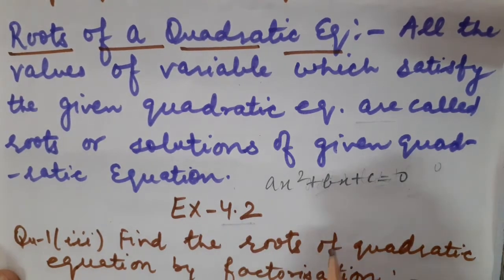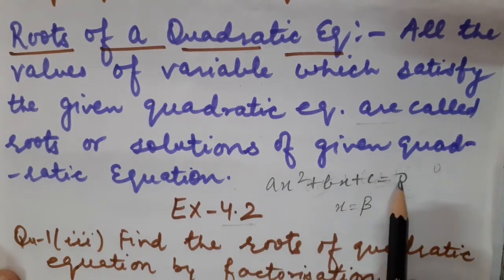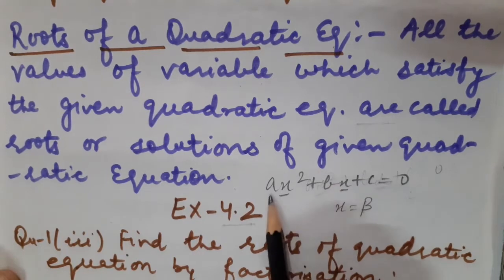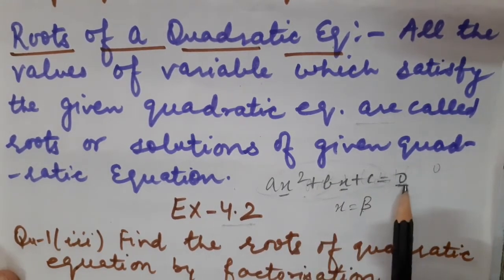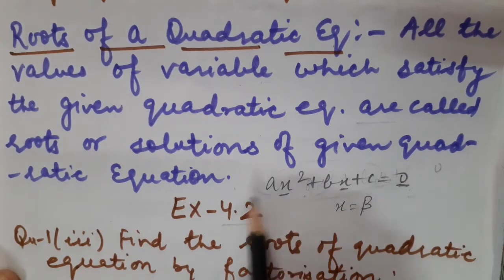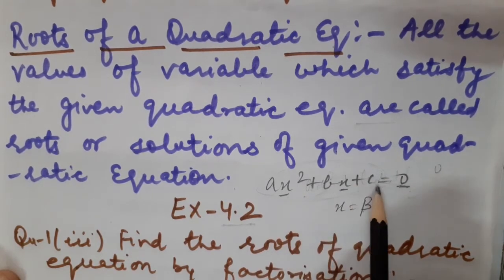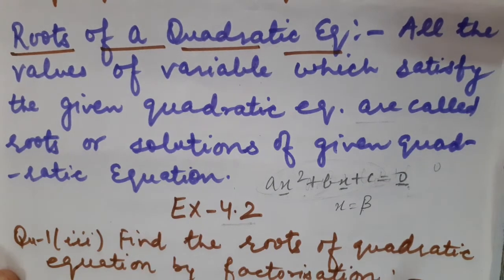And suppose I say that x is equal to beta is the root of this equation. So in place of x, I am just going to insert beta. Definitely after simplifying the complete left hand side, I will get the answer which is written on the right hand side. So I should say that a beta square plus b beta plus c must be equal to 0. This is known as the root of the quadratic equation.